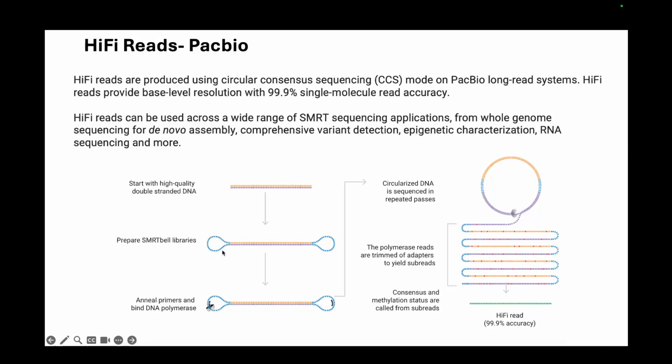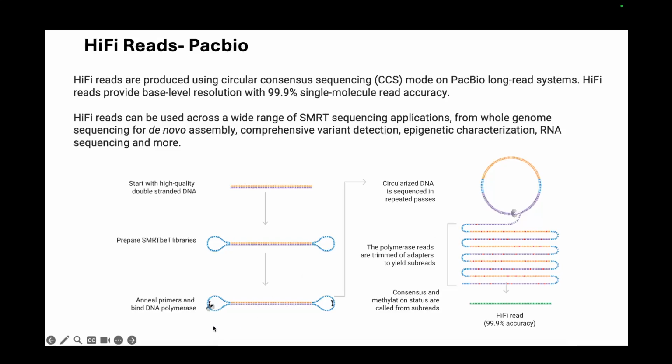So you have these circular DNA fragments, and what you do is you anneal primers and bind DNA polymerase. The circular DNA is synthesized in repeated passes, small repeats like this. The polymerase reads are trimmed of adapters to yield subreads. After this is done, what you get is the consensus and the methylation status, which are called from the subreads.